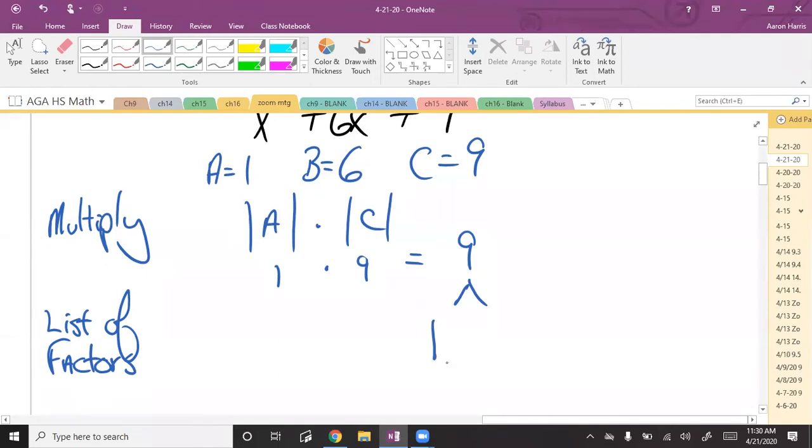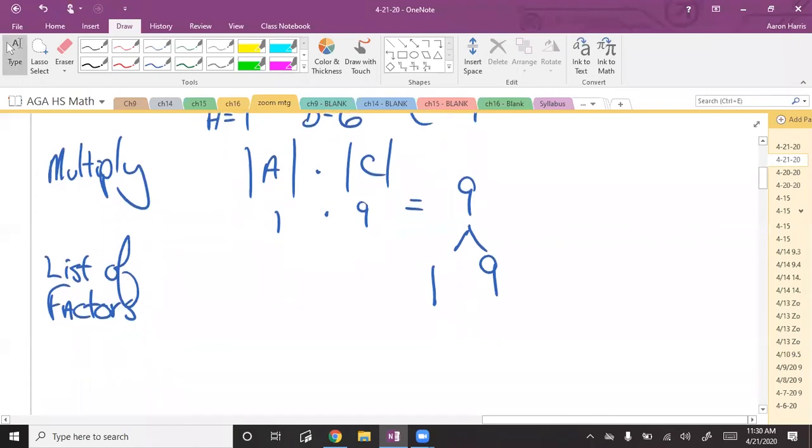Great job. And then 9. So 1 times 9. Then 2. Does 2 go into 9 evenly? No. So we went to 3. 3 times what? 3. So we know we're done because we already see a duplicate on the other side.